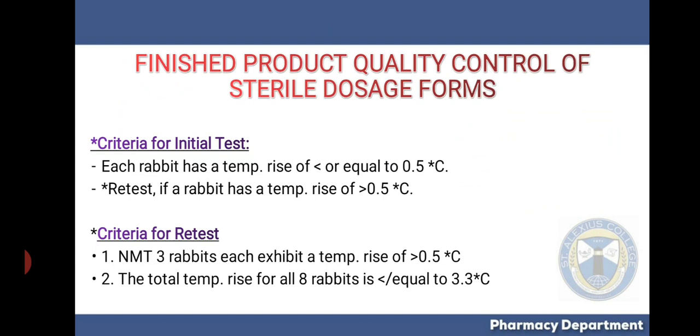Just remember, guys, that among the 8 rabbits overall, the solution is non-pyrogenic if the total rise in temperature in the rabbits is 3 or not more than 3. But if it exceeds 3, the solution is pyrogenic. That's it, and it does not pass the standard requirement.